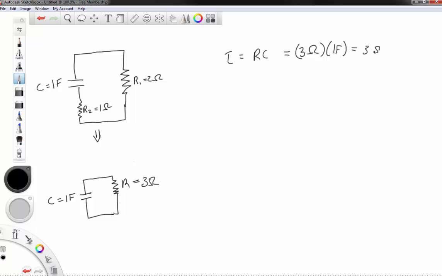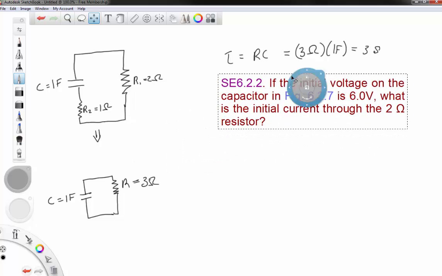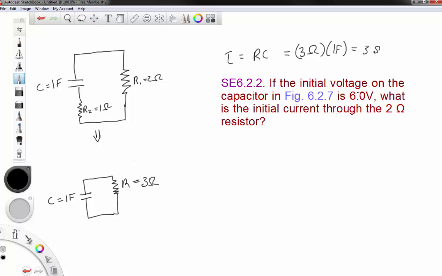All right, the second question in this set of examples basically says, suppose that the initial voltage on the capacitor is 6 volts. And what we want to know is what's the initial current through this 2 ohm resistor.